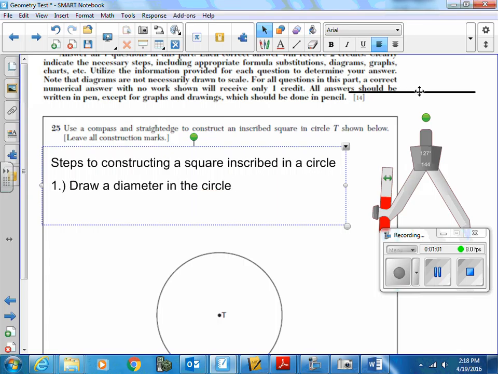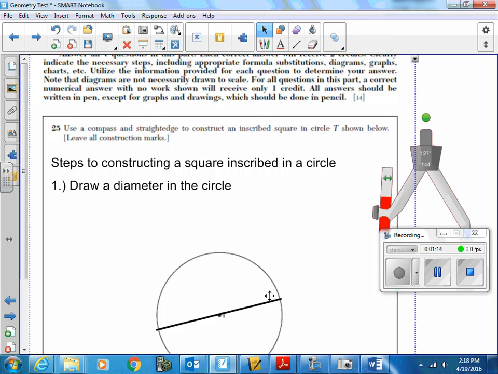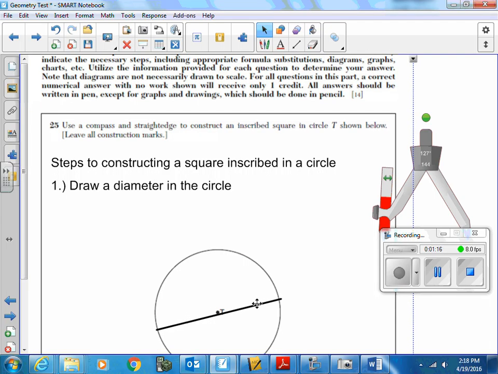Remember, a diameter is going to go through the center point. So it could be like this. It could be like this. You just have to make sure it goes through the center point. Any line that goes through the center point and touches the circle twice is a diameter. All right, so that's the first step. The next step.